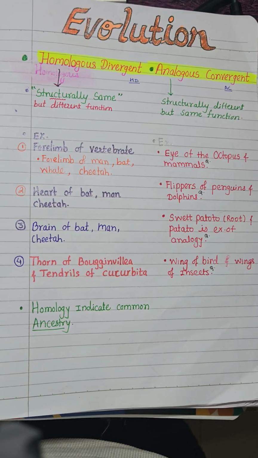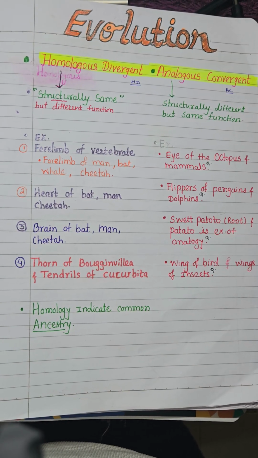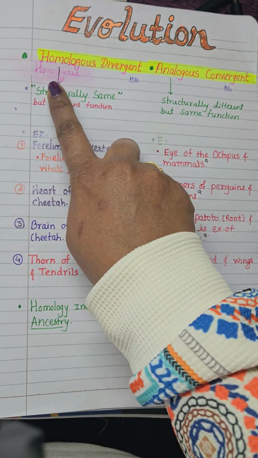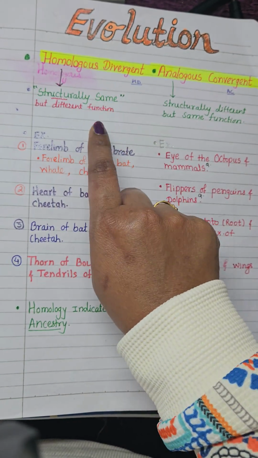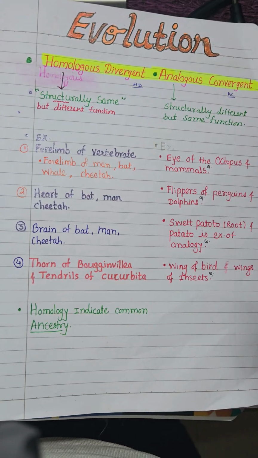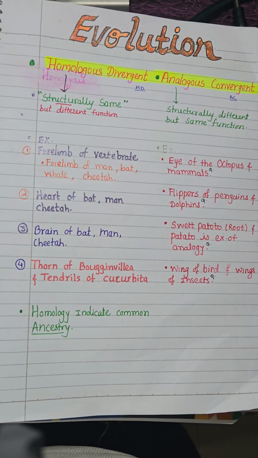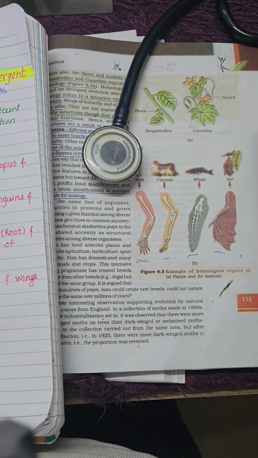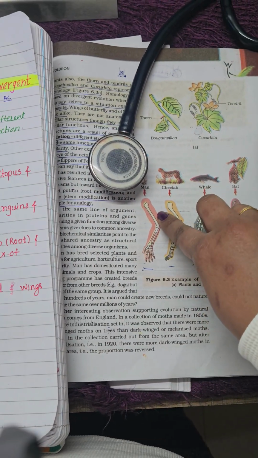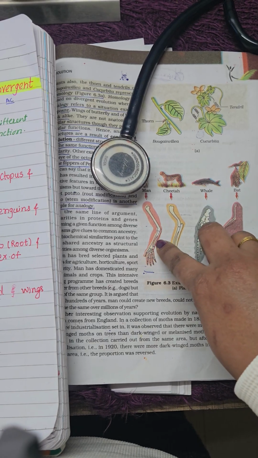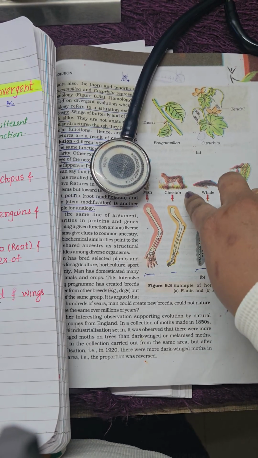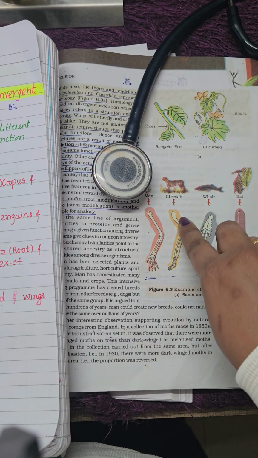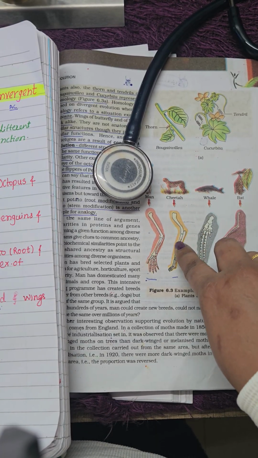Now, first we understand the homologous. What is homologous? Homologous organs are organs that have the same structure, same origin, but different functions. The best example of that is the human arm. The human arm has the bones humerus, radius and ulna, 2 bones in the forearm. But in the cheetah, the 4 limbs, like the front legs of the cheetah, also have humerus, radius and ulna.